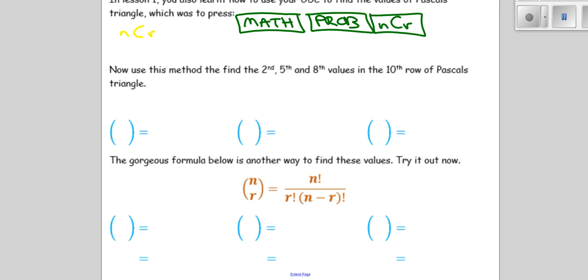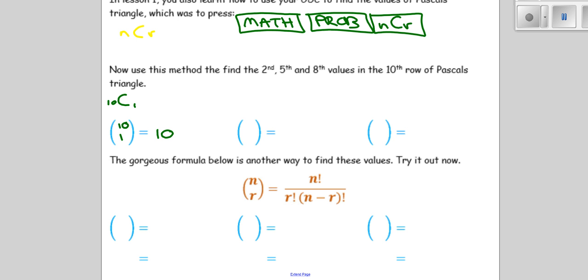So you've probably realised already, to get the second term, you've got to put in 10 and 1. So the way it would appear in your calculator is finding 10C1. If it helps, right above it, 10C1. Hopefully it gave you 10, because that should be the second term according to Pascal's triangle. I probably should have written more here.